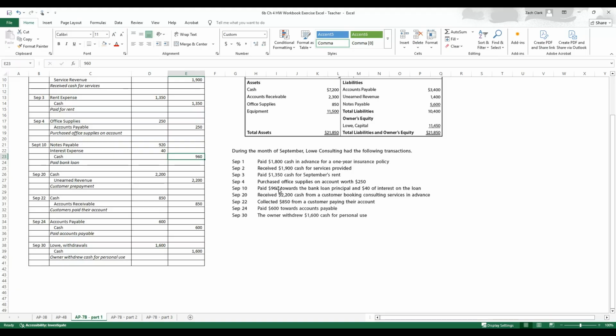I was misinterpreting this to say paid a total of 960, but really what this is saying is we paid 960 and $40, but 960 was the bank loan, 40 was the interest expense. So that was a little confusing. So what that means is that the total cash paid was 1,000, not the 960.